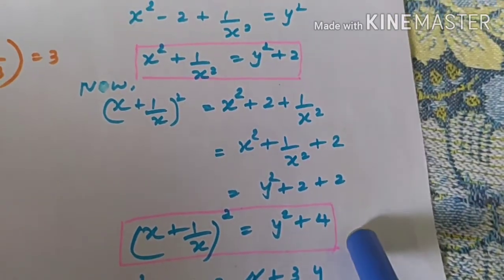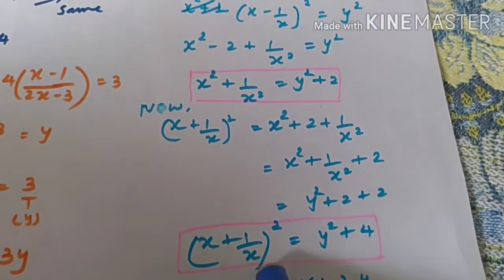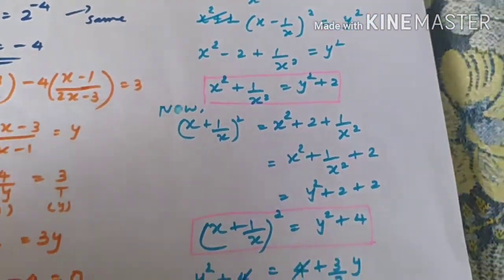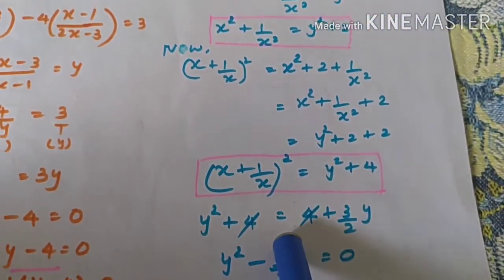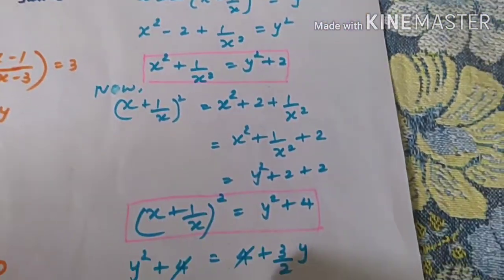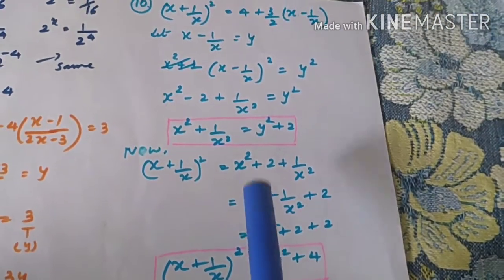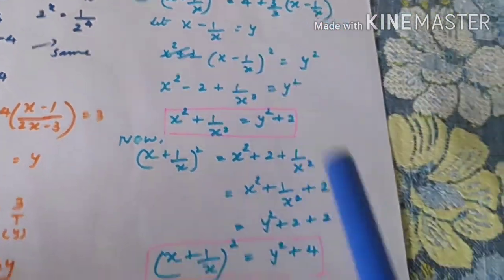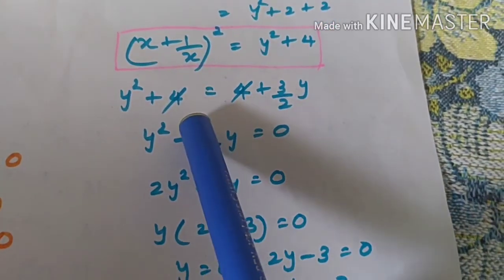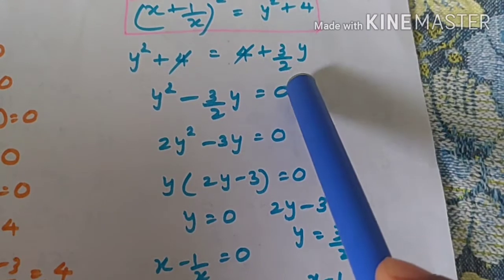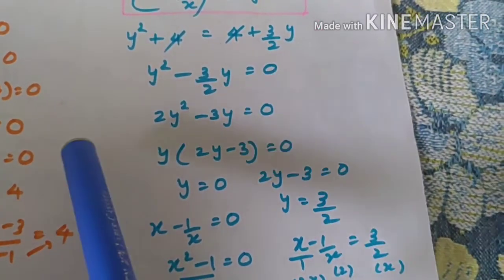So after getting these two values, I can again place the values: (x plus 1 by x) whole square is equal to y square plus 4. So I place y square plus 4 is equal to, on the right side there is 4 plus 3 by 2 times (x minus 1 by x), that is the value y. So 4 plus 3 by 2 y. Now 4 from both sides gets cancelled, and this 3 by 2 y taking on the left side becomes y square minus 3 by 2 y is equal to 0.